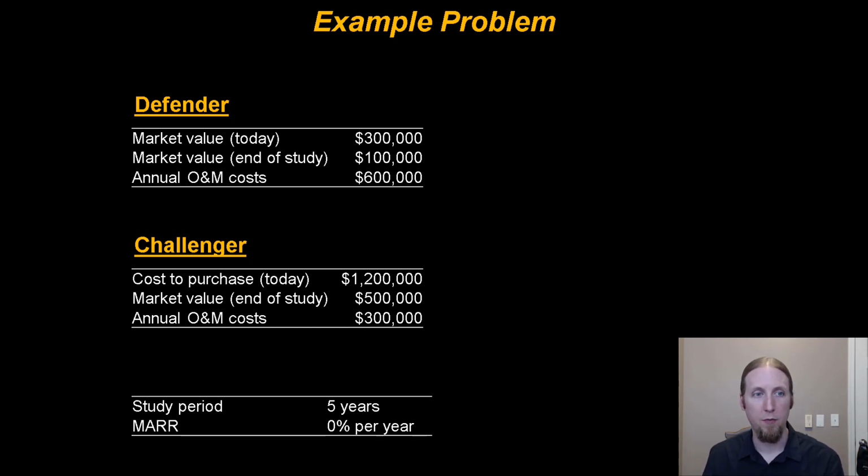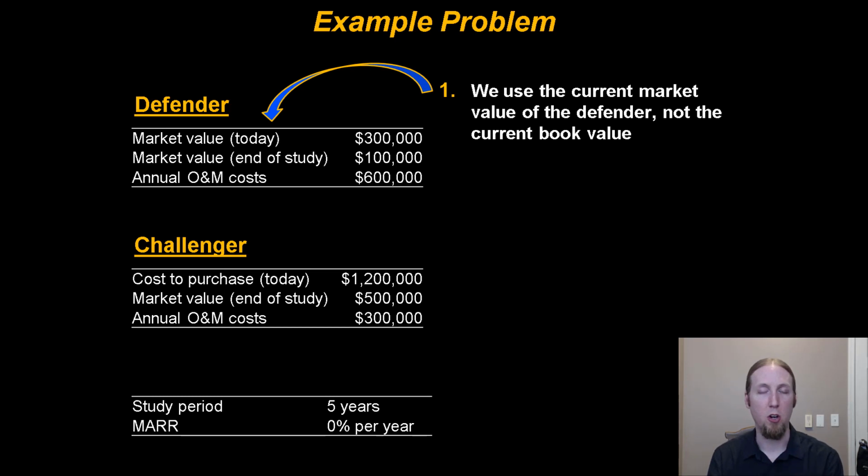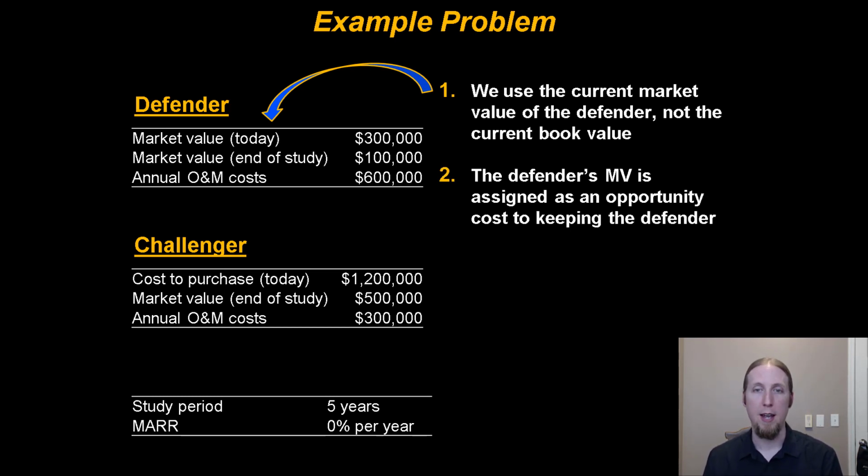The next thing I'm going to point out is in this table, we're using the current market value of the Defender, not the current book value and not the initial investment. The initial investment back in 1972 is a sunk cost at this point. And so we're thinking about the market value as an opportunity cost associated with keeping the Defender. So we're assigning that like it's an initial investment, even though it's not. It's what we could sell the Defender for today. And if we don't sell it, then we're giving up the opportunity to have that $300,000.